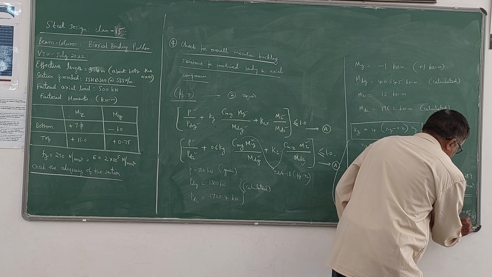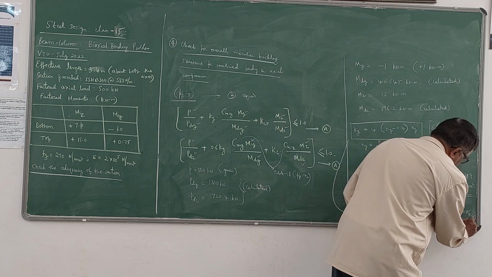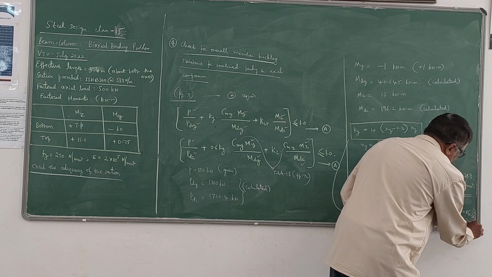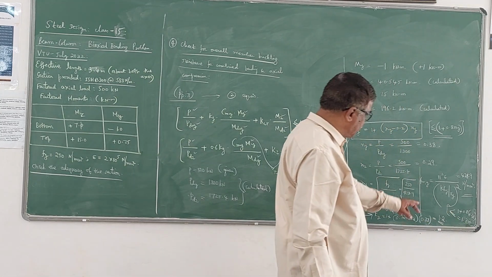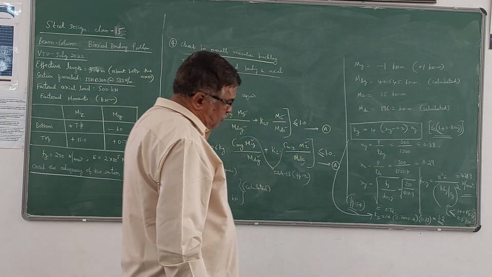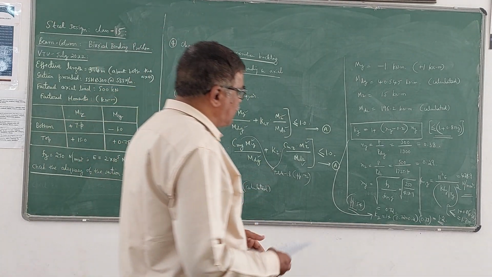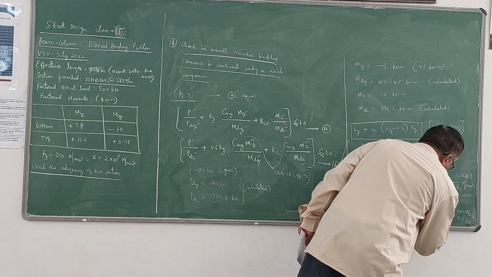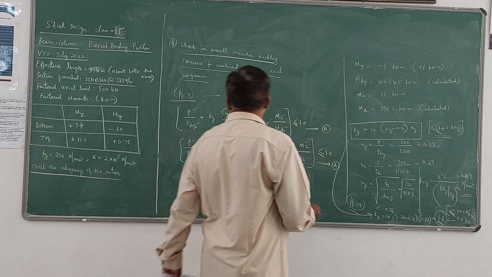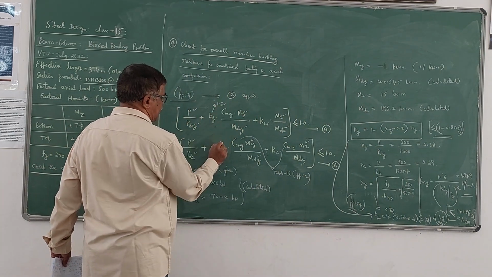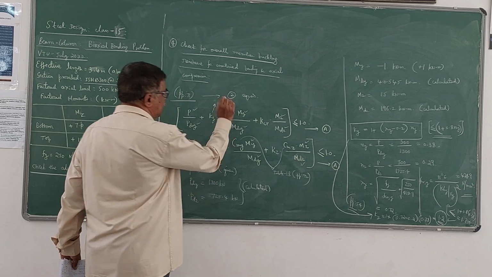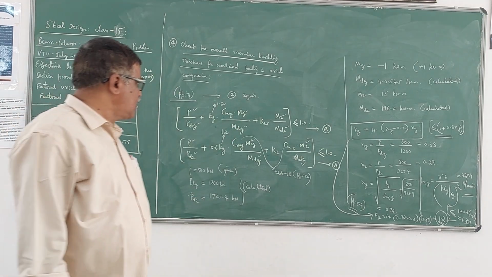So if you simplify this, you get 1.304. So definitely this 1.2 is less than 1.304. Therefore, the KY value you can take is 1.2. So this KY value we got now is 1.2. Here also this KY value is 1.2. Okay, so now we got the value of KY.